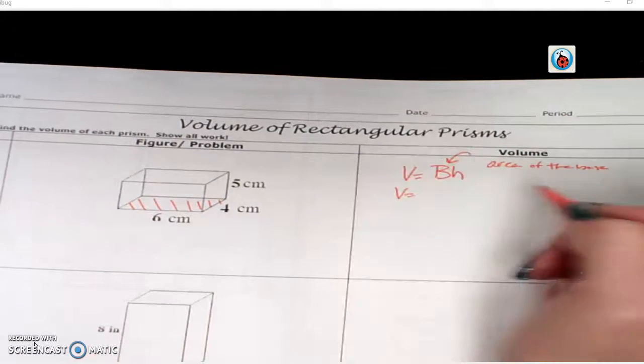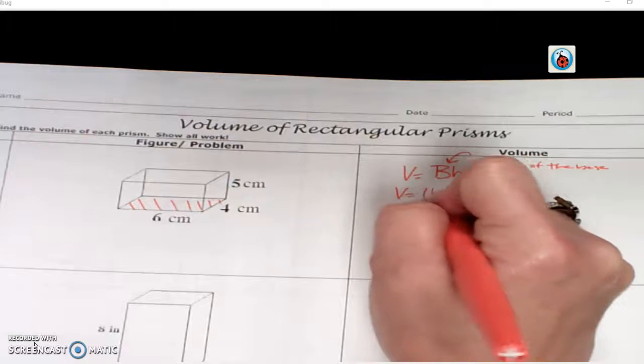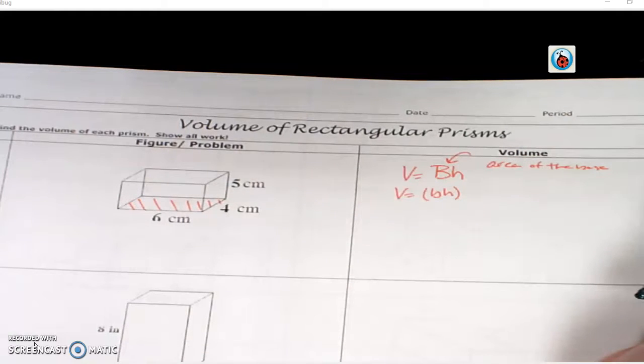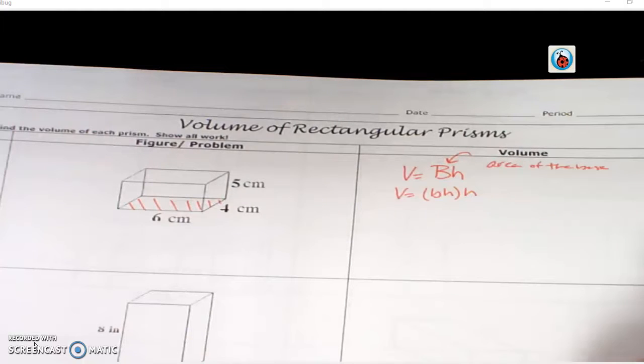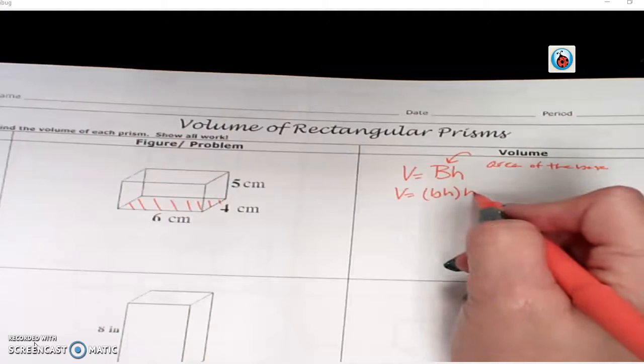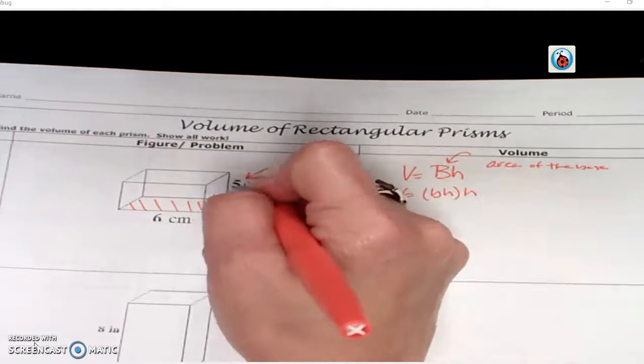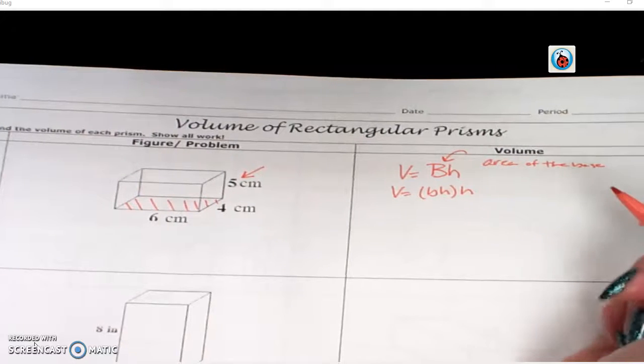How do you find area of a rectangle? Base times height. And then we're going to multiply that by the other height. Well, remember, this height right here is the distance between the two bases. Okay, we talked about this.